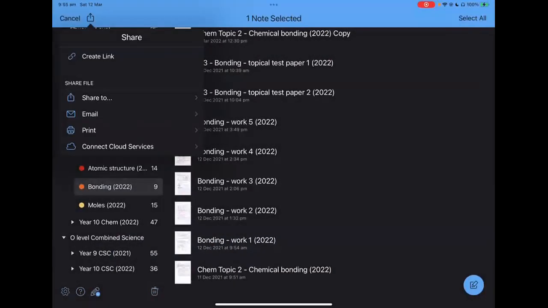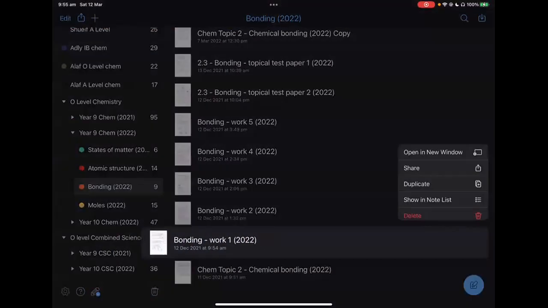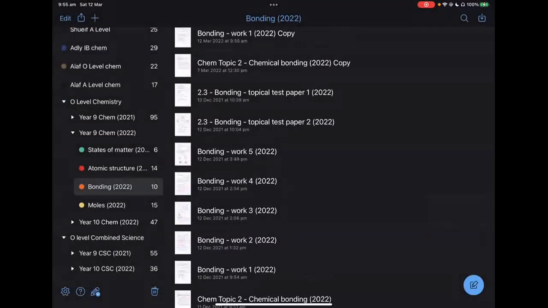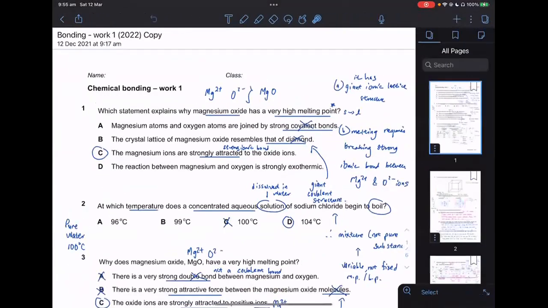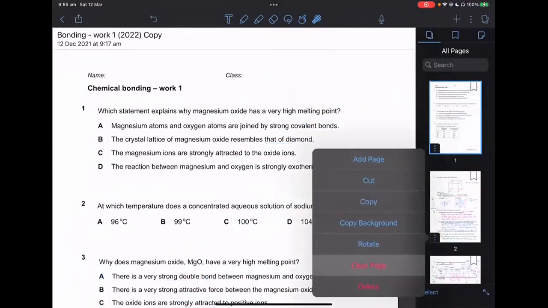So let me just duplicate that, and then I'm just going to quickly remove my answer so that you can't see it.